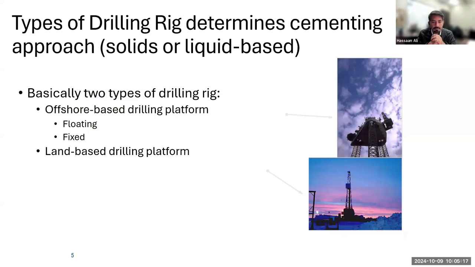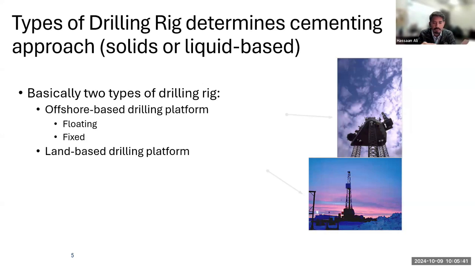Moving on, we said that we are going to talk about different types of drilling rigs. This is very important because the type of drilling rig can actually play a very crucial role in what type of cementing job you will do. Basically, there are two types of rigs, the land rigs and the offshore rigs. In the offshore rigs, we have two basic types. One is called floating platform, and the other one is called fixed platform.